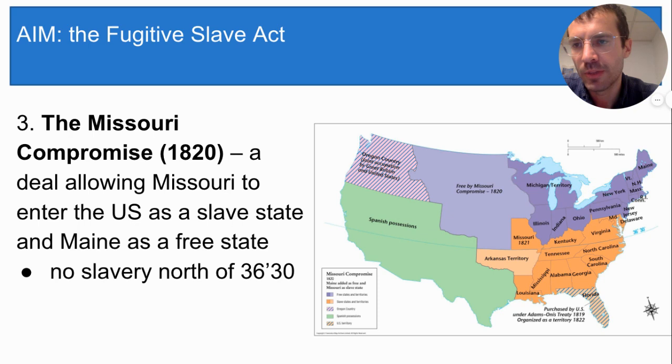Also, the Missouri Compromise said that with the exception of Missouri itself, slavery would not be allowed in any lands north of the line of latitude of 36°30'. That is this line here, which is the southern border of Missouri. So no slavery would be allowed in all of this land north of that line.